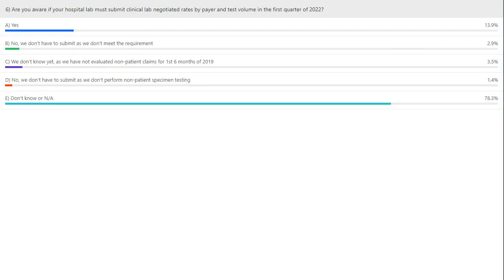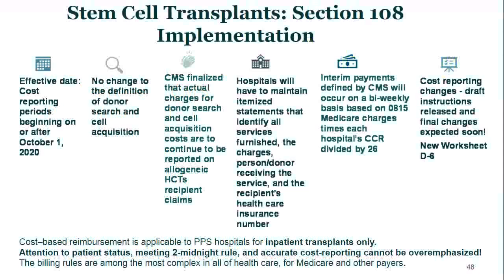Quickly, for any of you who perform stem cell transplants, who gets cost-based reimbursement anymore? Well, the answer is you do now for the donor search and cell acquisition cost. They've already released draft cost report changes to not only capture direct purchased expense in Cost Center 77, which has existed since 2017, but now a new worksheet D6 to calculate the services that you render to the donors, potential donors that you work up until you identify a match.